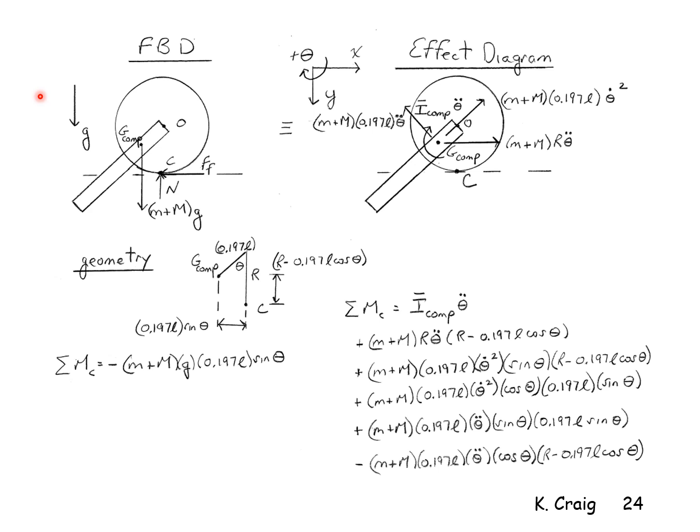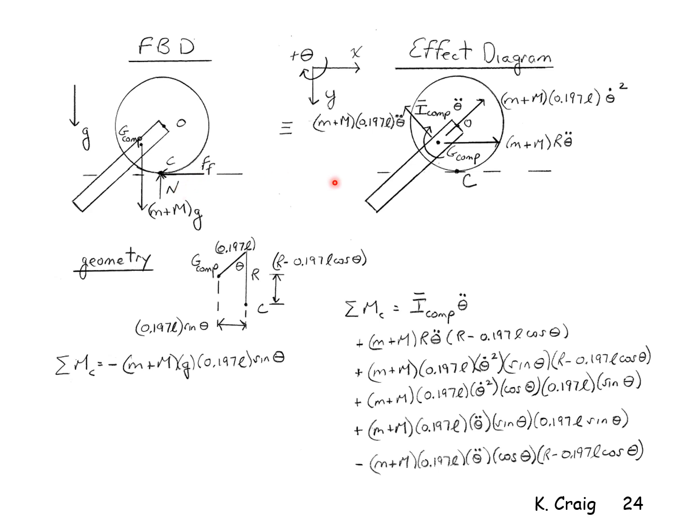Suppose instead of using the centers of mass of the disk and the bar separately, I chose to use the composite center of mass to do my analysis. I've redrawn my free body diagram and effect diagram. The free body diagram just shows one weight force, which is small m plus capital M times g, at the composite center of mass. I still have the friction force and normal force.